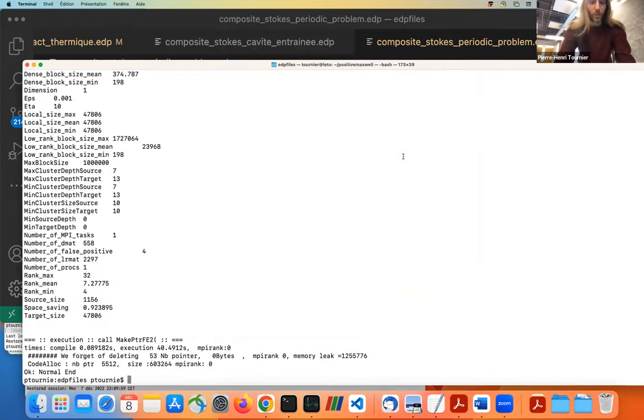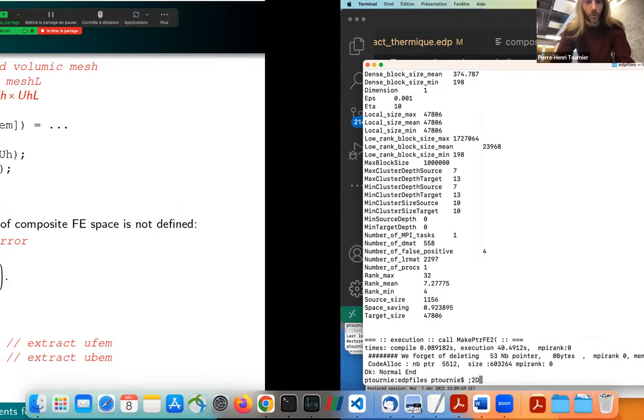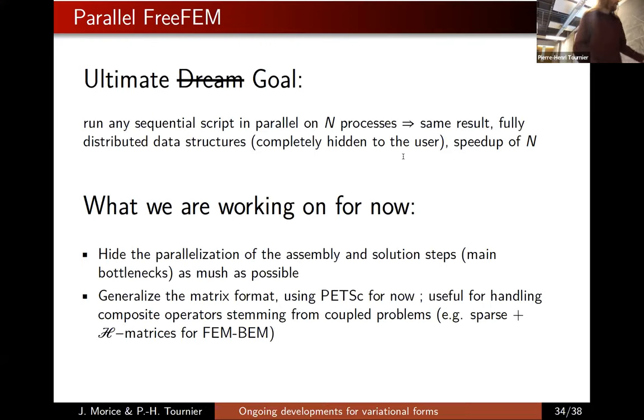Okay, and so now the last part of the talk is what we are working on about parallel FreeFEM. So I put the ultimate goal here, which is more like a pipe dream: you take any sequential script you already wrote in FreeFEM, you run it in parallel without changing anything, on n processes. You want to have the same result with fully distributed data structures, hopefully with a speedup of n. This is sort of a pipe dream that we probably never achieve, but we start smaller.